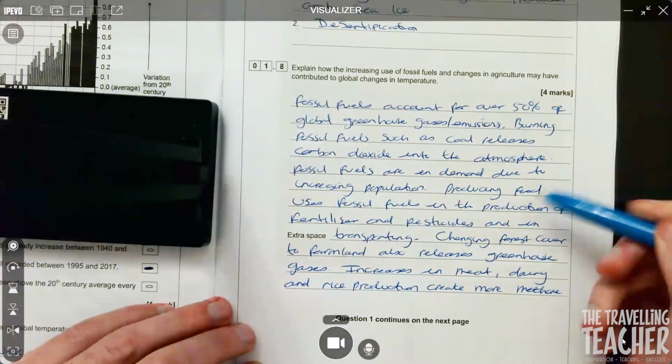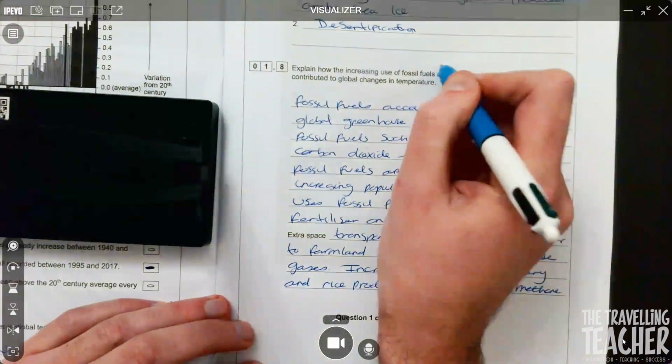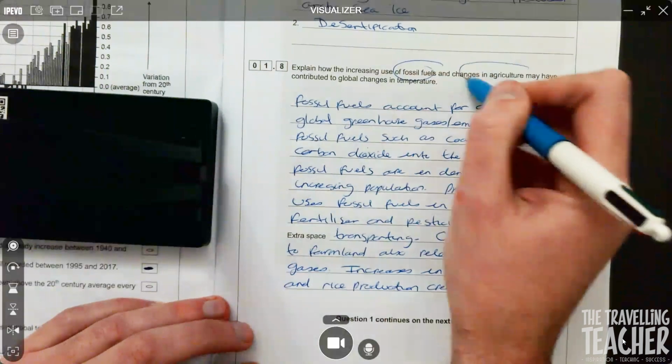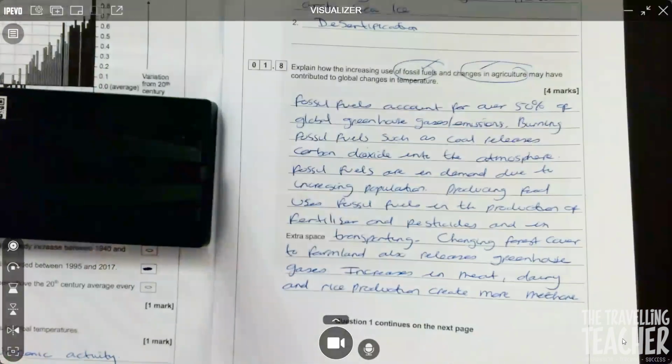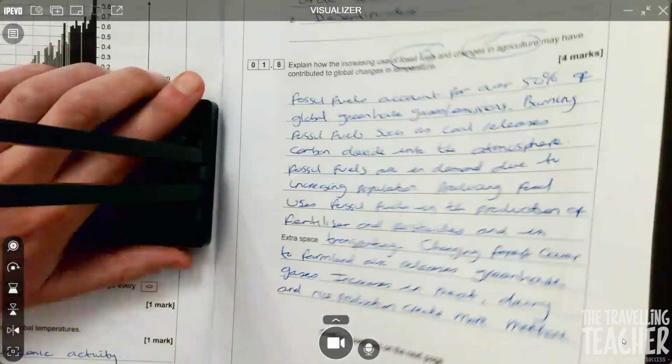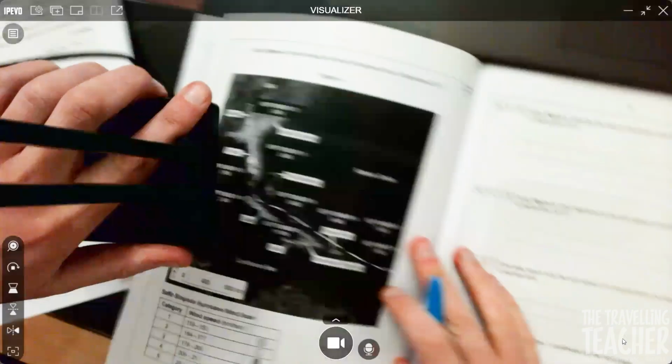So let me just check the answer. I have talked about the use of fossil fuels and changes in agriculture. So I've done both of those. Perfect. Right, let's go to the next question.